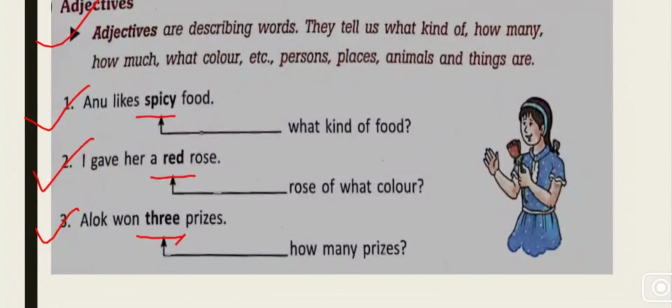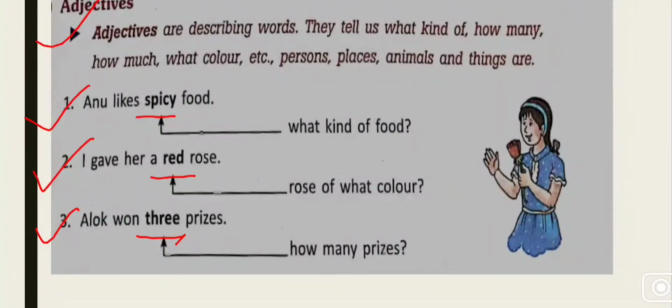Number 1. Anu likes spicy food. In this sentence, spicy tells us about the kind of food. Number 2. I gave her a red rose. In this sentence, red tells us about the color of the rose. Number 3. Alok won 3 prizes. In this sentence, it tells how many prizes he won.